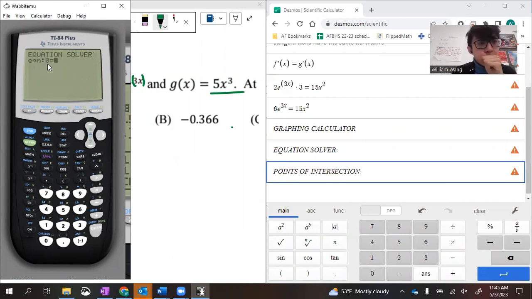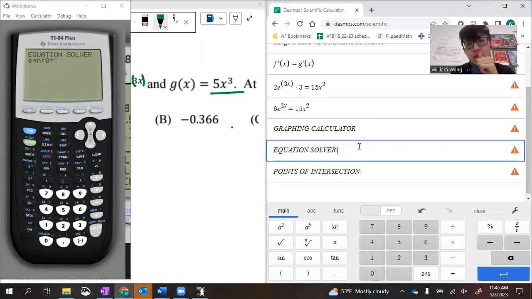Right, and then you'll notice my equation solver asks for my equation to be in the form 0 equals something. So I'm actually going to write it as that. So I'm going to write my equation instead of 6e to the 3x is equal to 15x squared. I'm going to write 0 equals, move everything to one side. So I'll do 15x squared. I'm going to move the 6e to the 3x over. So now it's minus 6e to the 3x.